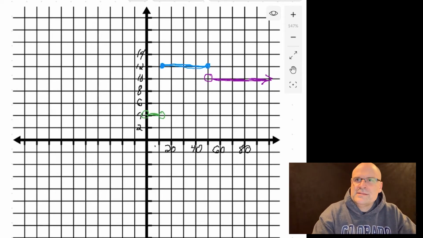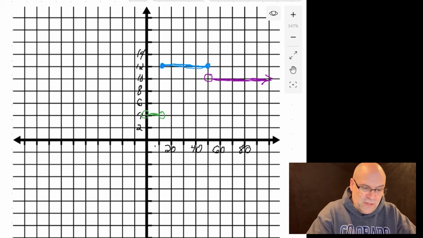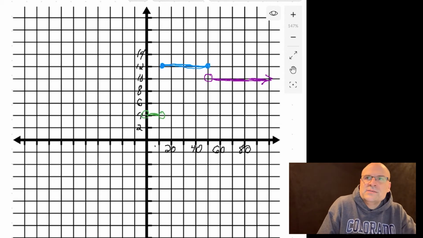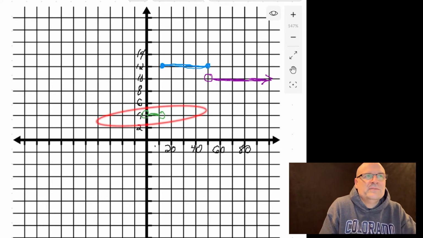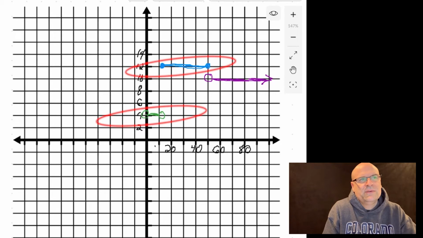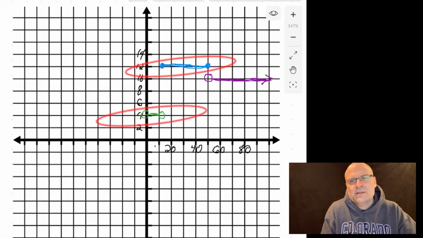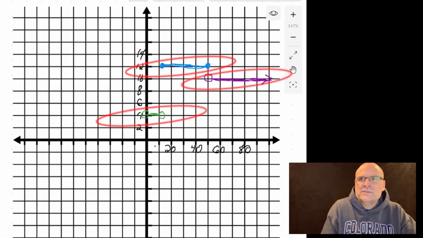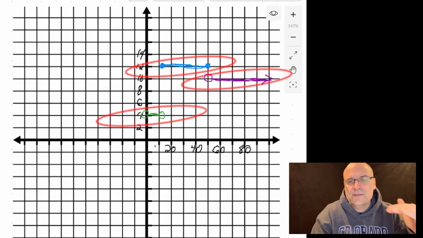Now, this kind of looks like steps, and that's what this function is called. It's called a step function. A step function is a piecewise function that is constant for each interval in its domain. So these are the different intervals. The interval between 0 and 12, the interval between 12 and 50 inclusive, and the interval greater than 50. So these are intervals, and the value is constant on that whole interval.